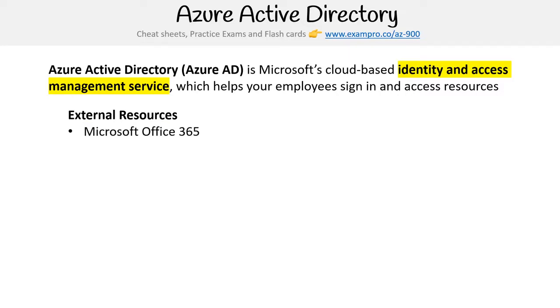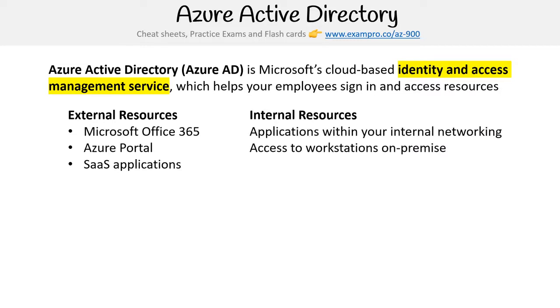Azure Active Directory would work with external resources. So it would maybe give you access to your Office 365, to the Azure portal, which is what we're using it for, to different types of SaaS applications. It could also grant us access to internal resources. So if you have applications running within your network, or maybe you're using Azure Active Directory to gain access to actual workstations on premise. With Azure Active Directory, you can implement single sign-on, and Azure Active Directory comes in 4 editions.